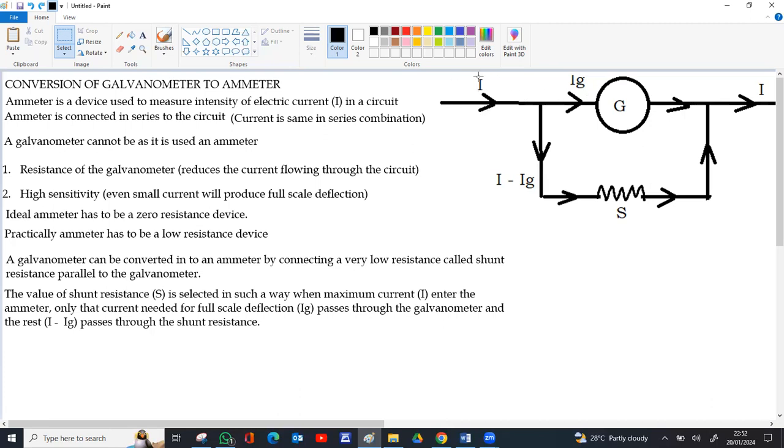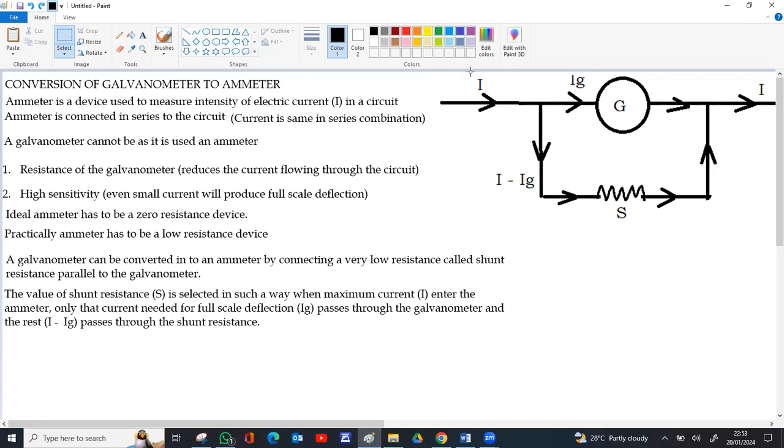If you decrease this to half, 2.5, both will decrease to half. This will be 0.5, this will be 2. So the deflection becomes half. So if you design the device for maximum current, and the maximum current enters, the current which produces full scale deflection passes through the galvanometer. The remaining will pass through the shunt resistance. When you reduce this to half, proportionally these two will become half, and the deflection also becomes half.